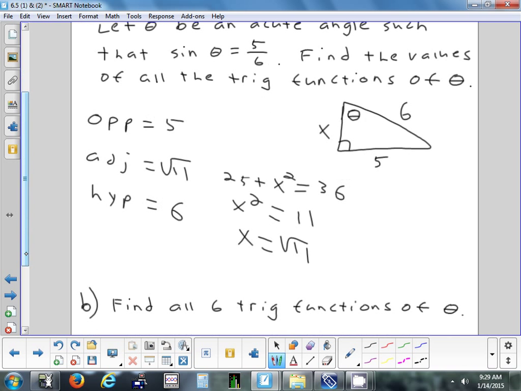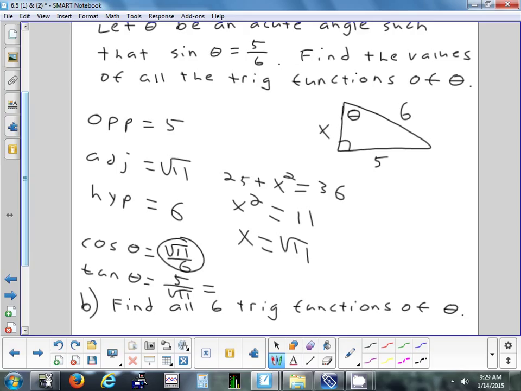So now let's find all of our trig functions. Okay, we already got the sine. What would the cosine be? Yep. Square root of 11 over 6. Tangent, it's opposite over adjacent. So it's 5 divided by square root of 11.